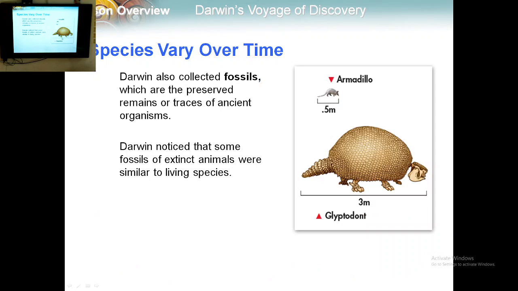The third point is species vary over time. Darwin also collected fossils, which are preserved remains or traces of ancient organisms. From these fossils, Darwin noticed that some fossils of extinct animals were similar to living species. As you can see here, this is the fossil, and this is the living animal that is found on Earth today. They are similar. So from these observations, Darwin said that species vary over time.